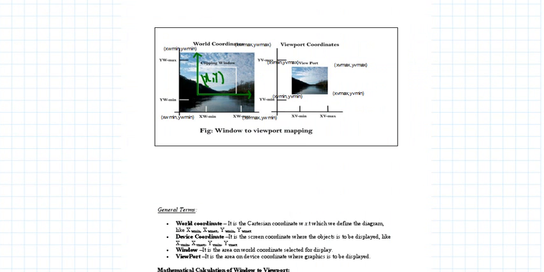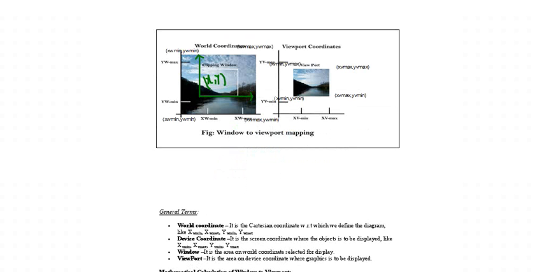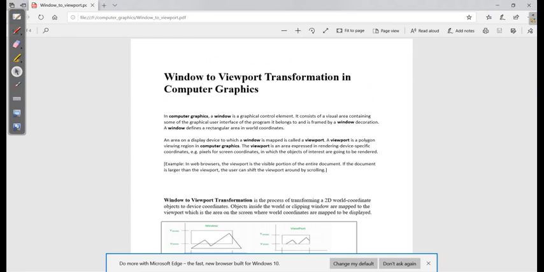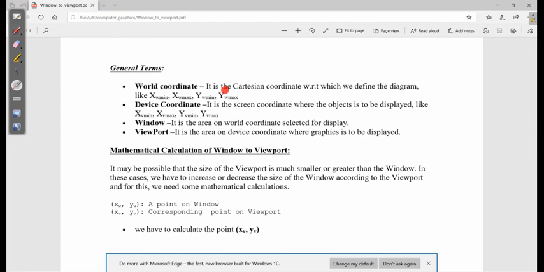We have had some general terms which are also defined in the note. Just have a look at those definitions. First one is world coordinate. It is the Cartesian coordinate with respect to which we define the diagram like xw min, xw max, and so on. Then you have the device coordinate, or the coordinate of the viewport, as we have defined, and it is defined in terms of xv min, xv max, yv min, and so on. Then we have another term, window. It is the area on world coordinate selected for display. Then you have the definition of viewport. It is the area on device coordinate where graphics is to be displayed.